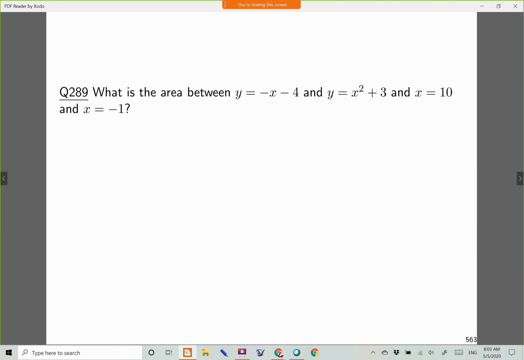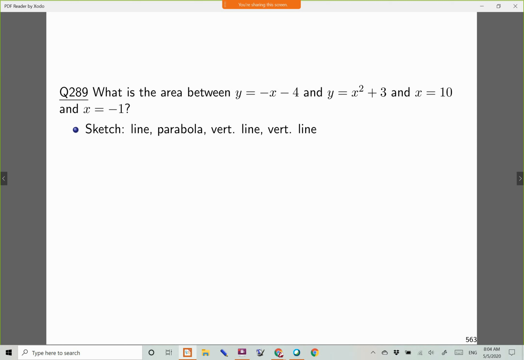So let's take a look at this one. What is the area between y equals negative x minus 4 and y equals x squared plus 3 and x equals 10 and x equals negative 1? First of all, x equals a number, x equals a number. Those are two vertical lines. y equals negative x minus 4, that's a line. This is y equals mx plus b. m is negative 1, b is negative 4. Over here you have y equals x squared, which would be our usual parabola, and then plus 3, meaning you shift this up 3 units.